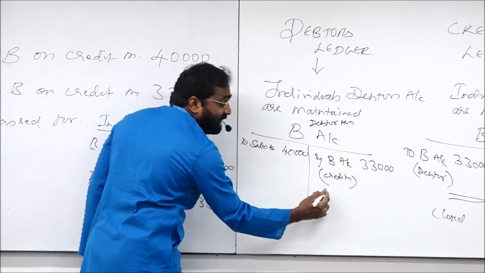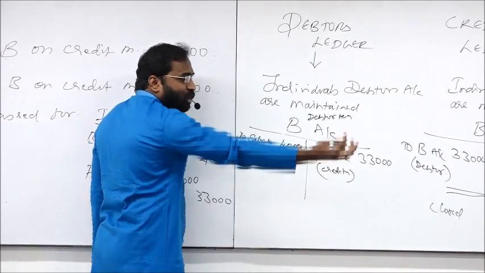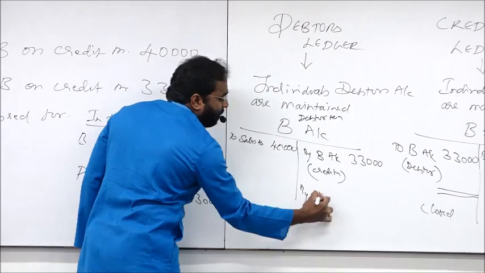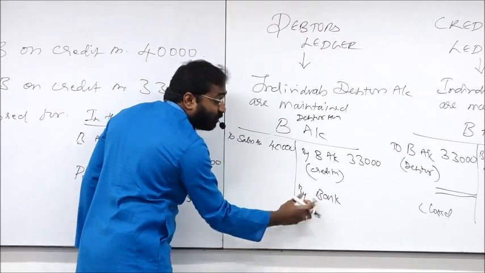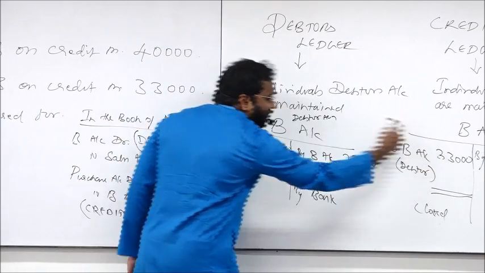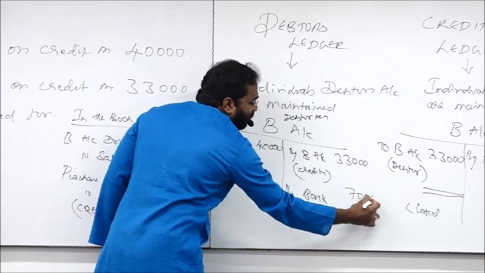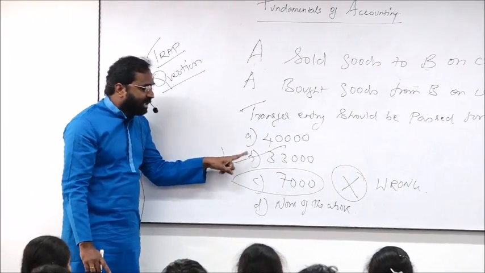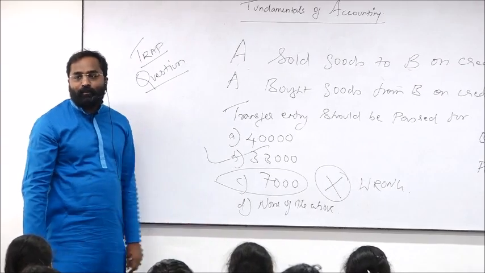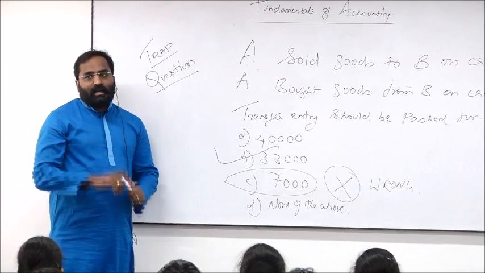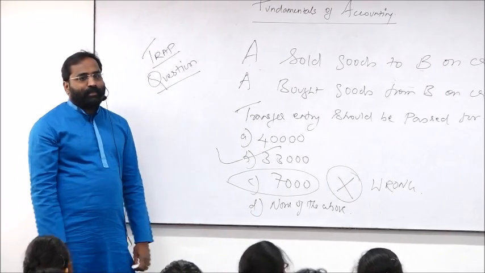Now what is the balance here? 7,000. So when we receive that 7,000 by bank, this is not a transfer entry, this is a collection entry. This 33,000 is the transfer entry. Now the transfer entry should be passed for 40,000 or 33,000 or 7,000 or none of the above? Excellent. Transfer entry should be passed for 33,000.